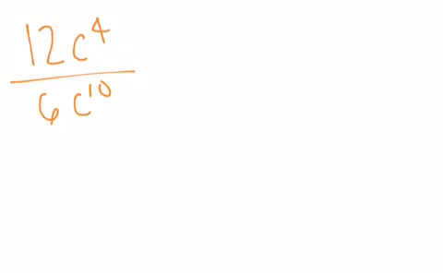Let's do another example of that. Let's do 12c to the fourth over 6c to the 10th. Okay? First things first, let's divide our numbers. So 12 divided by 6. It's going to give us a positive 2. So that's our first quotient.